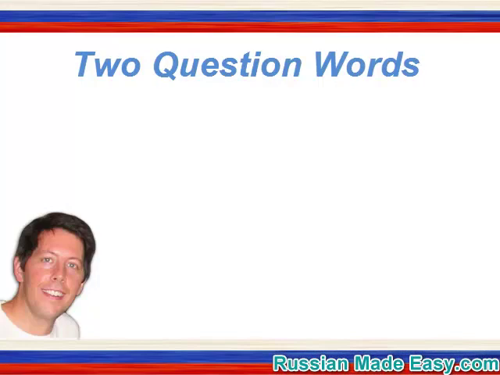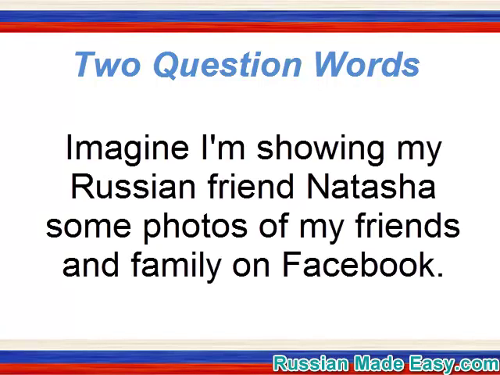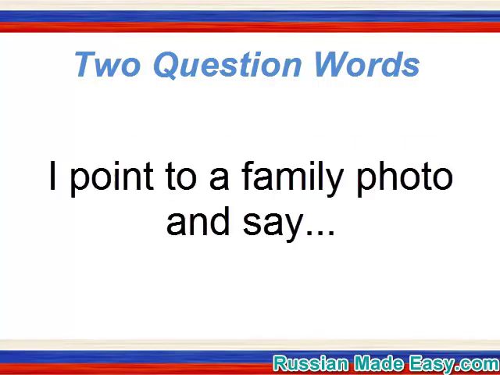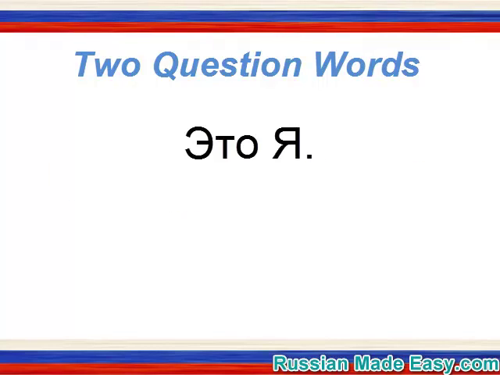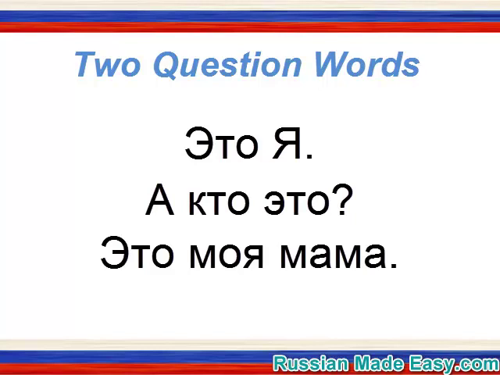All right, in this podcast, we'll be learning 2 question words. Here's the first one. Repeat after the speaker. Кто? One more time. Кто? So imagine I'm showing my Russian friend Natasha some photos of my friends and family on Facebook. Can you get the meaning of Кто? From our short conversation? I point to a family photo and say, Это я. А кто это? Это моя мама.